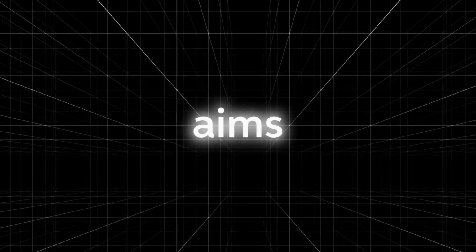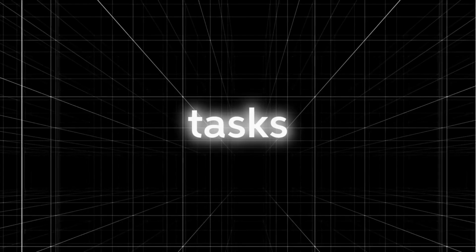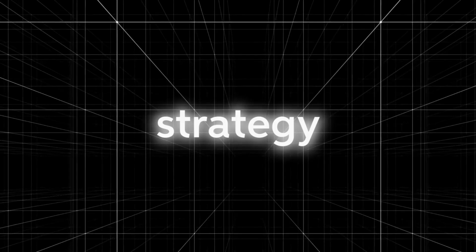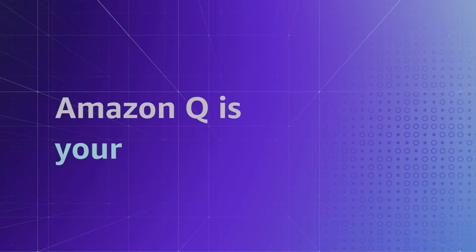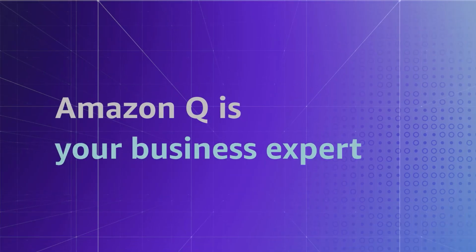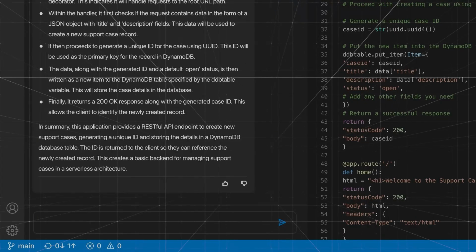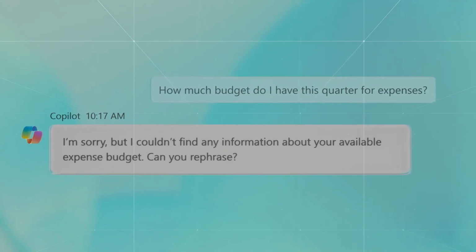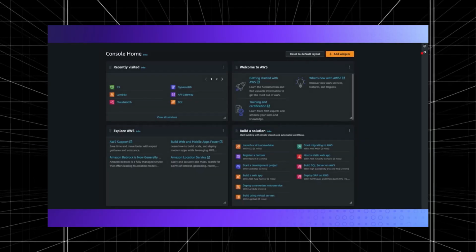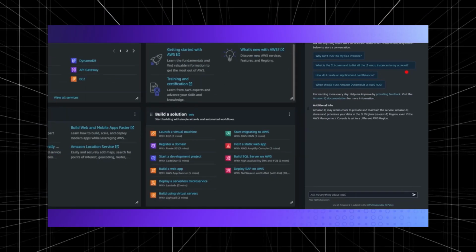Amazon Q aims to help employees with daily tasks such as summarizing strategy documents, filling out internal support tickets, and answering questions about company policy. It will compete with other corporate chatbots, including Copilot, Google's Duet AI, and ChatGPT Enterprise.